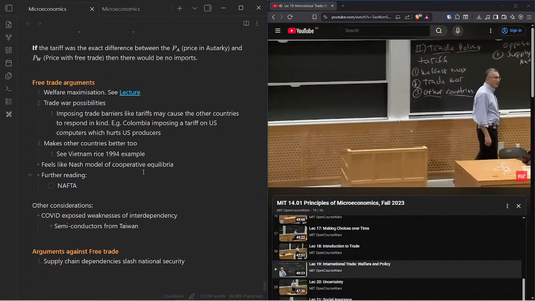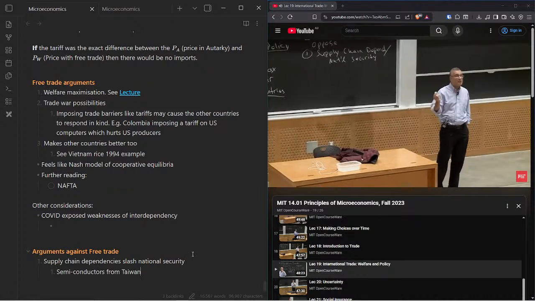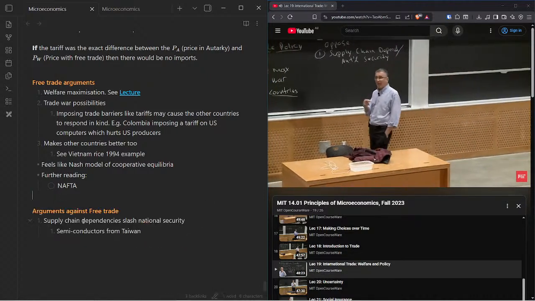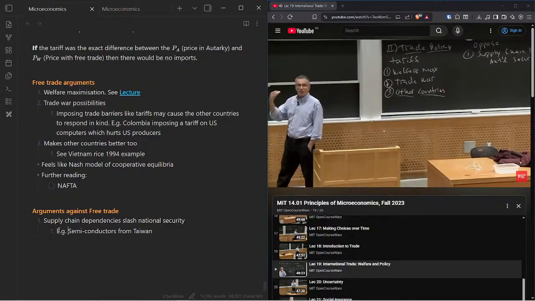Well, how do you make a domestic semiconductor industry? Well, you can do two things. One is you can tax Taiwanese semiconductors, but we don't do that because Taiwan is an ally of ours. The other thing you could do is subsidize the American semiconductor industry.